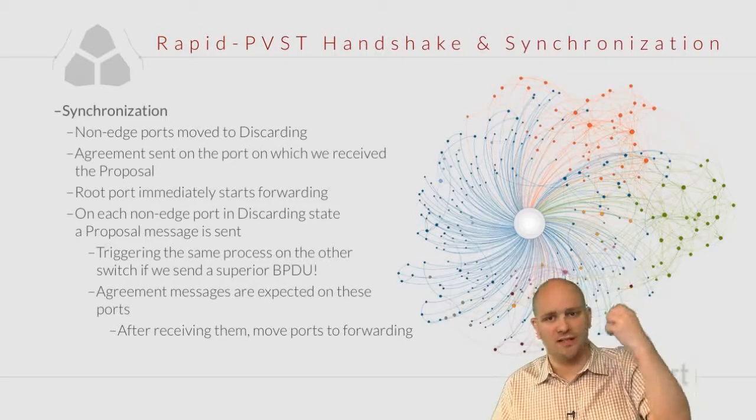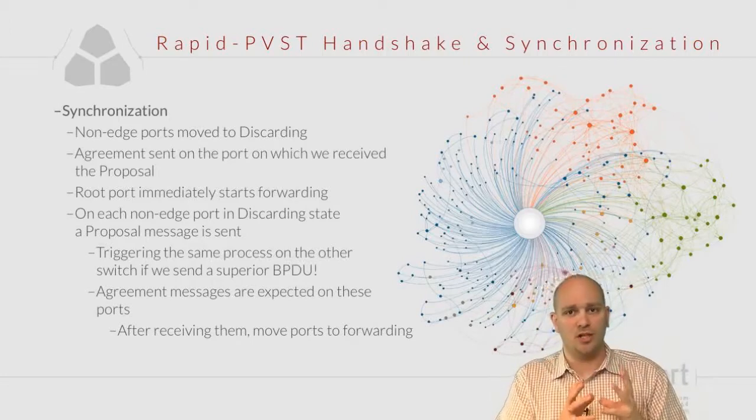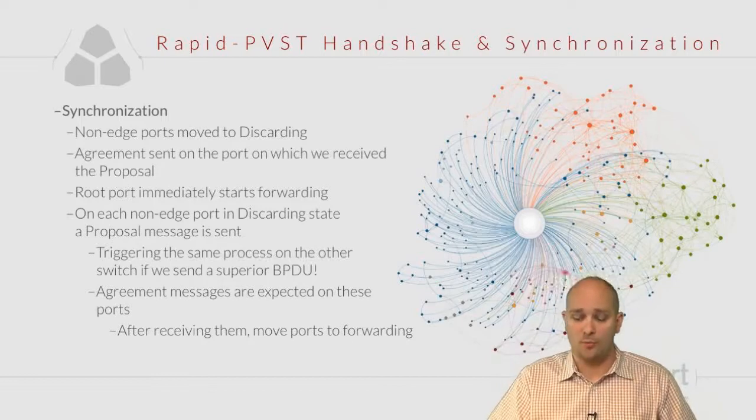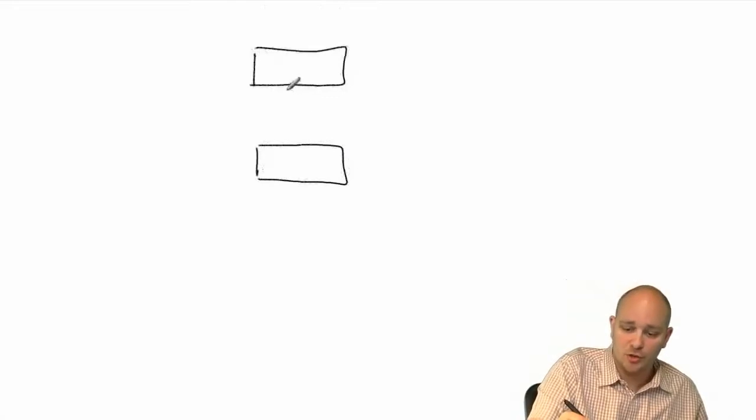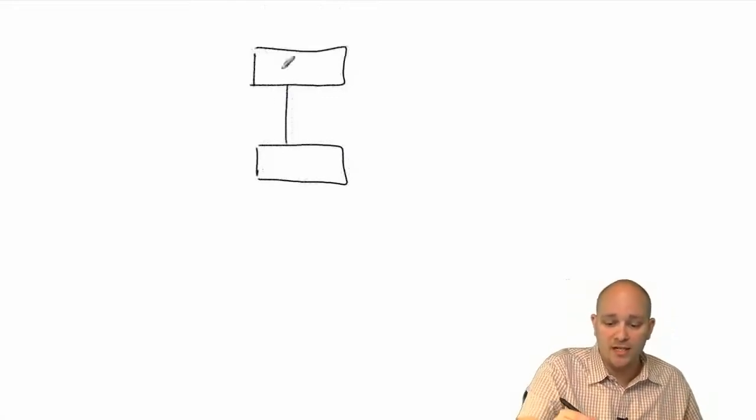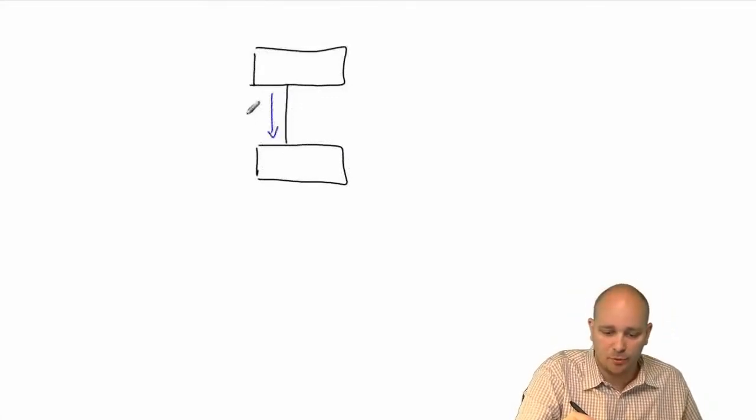The switch sent out the proposal. This switch here is now agreeing to this proposal and is sending its own proposals out. Let me show you this on the whiteboard. So what we have here is the first switch and our second switch here. This was the link on which we initially received the proposal message.